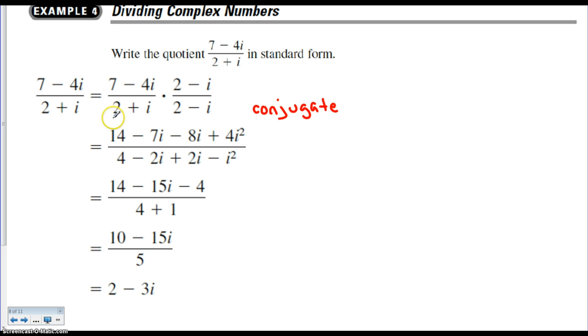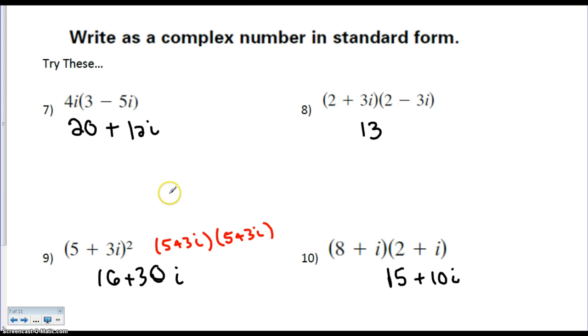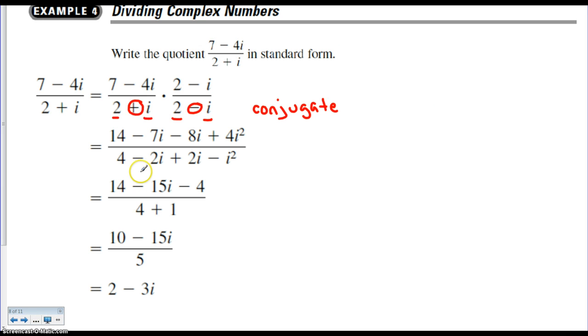And the big idea with the conjugate is that the terms are identical to each other, but the signs are different. They're in opposite signs. So if I look at number 8, the last question we did, this is an example of a conjugate. And the reason why we want to multiply it by its conjugate is because the middle terms cancel. And that's what happens here.